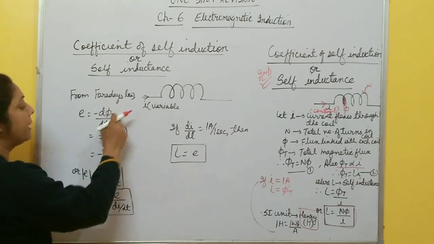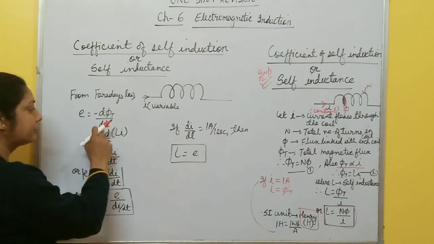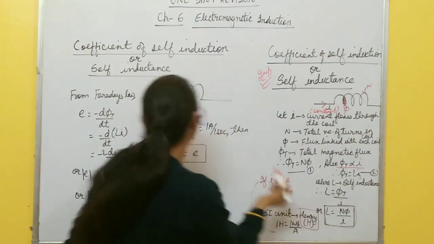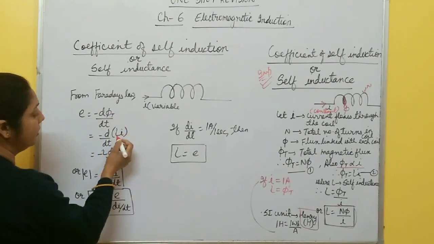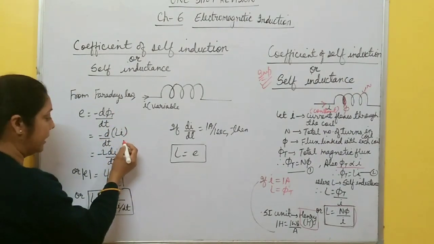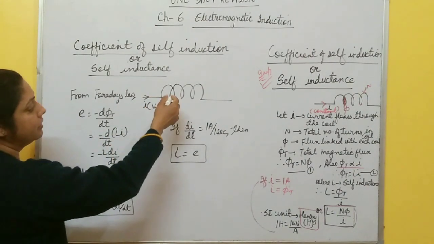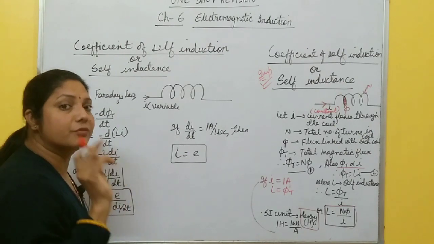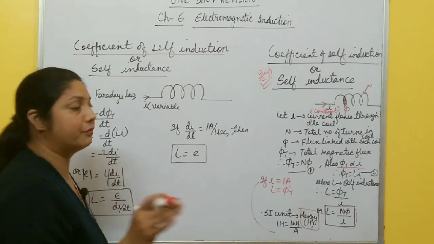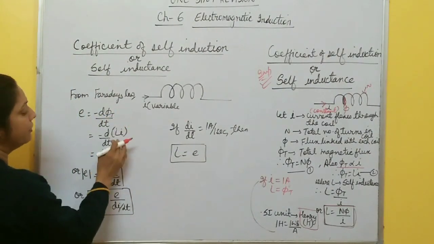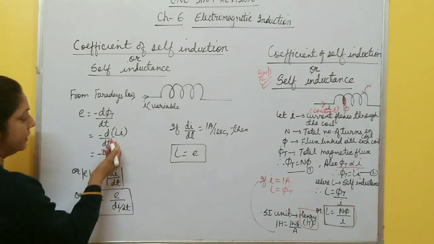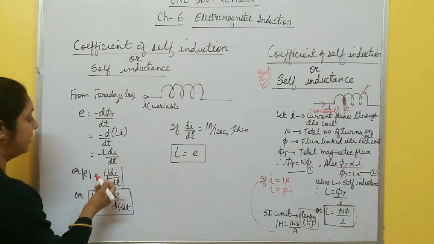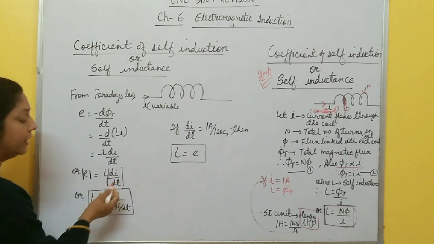And this E is equal to minus d phi by dt. What is this phi t? Phi t we discussed equals L I. Phi t is the total magnetic flux because the number of total turns is N and the flux linked with each turn is phi, so the total magnetic flux is N phi, that is phi t. So you put the value of phi t as L I. L is constant. This L is called the coefficient of self-inductance. E equals minus L di by dt. In terms of magnitude, E equals L di by dt.